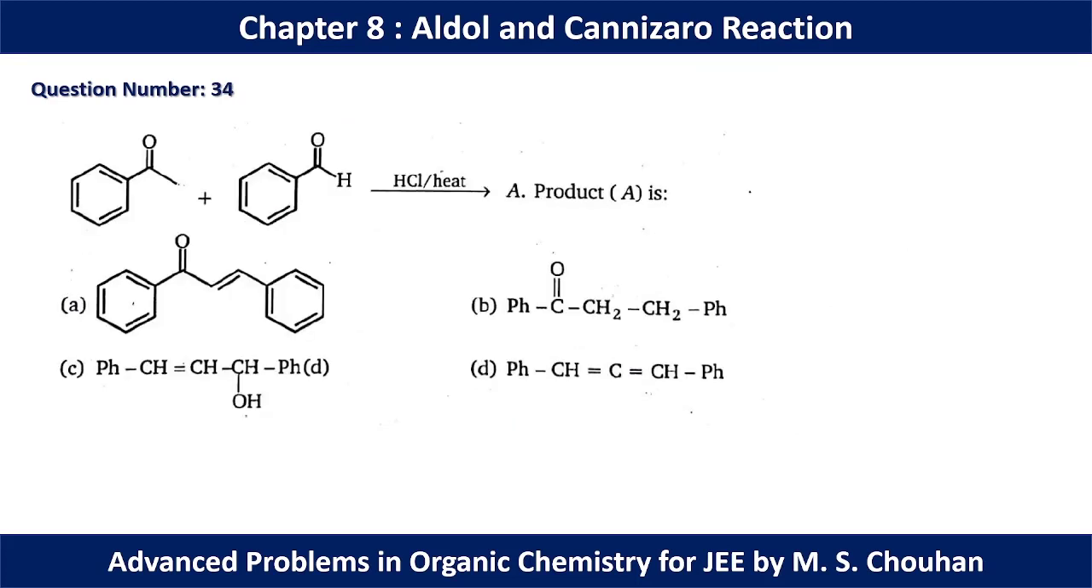In question number 34, we have reacted one ketone with aldehyde in HCl and heat. So it is an acidic medium reaction. So we can start with this position: CH3. After the enolization we can have this kind of situation. Next part is the aldehyde.